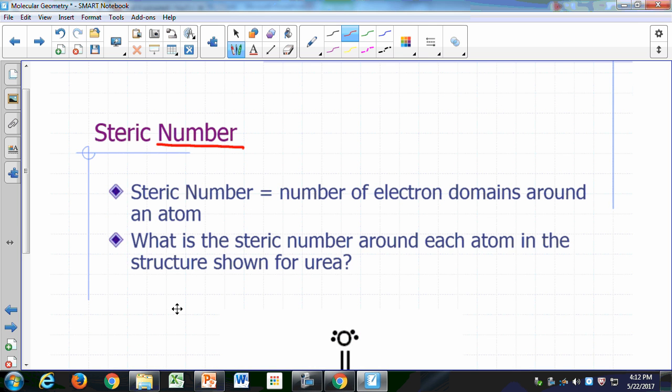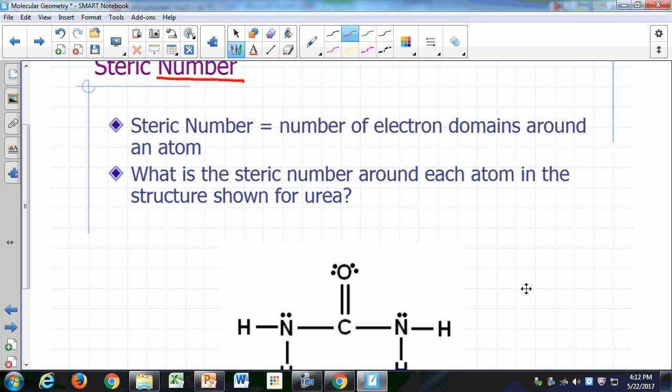So the number of electron domains around the atom is called its steric number. If you have a molecule, each atom in the molecule has what's called a steric number, the number of electron domains that are around it, which is the number of electron groups that are sticking out of the atom.